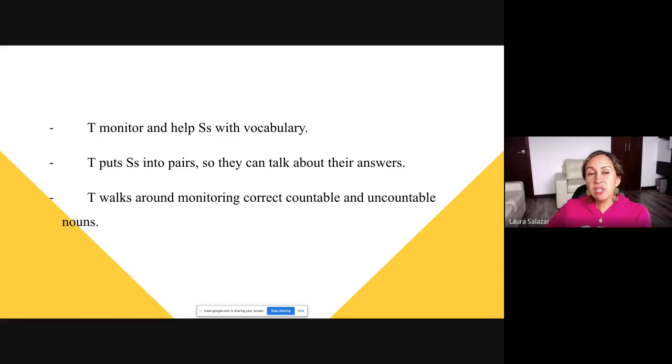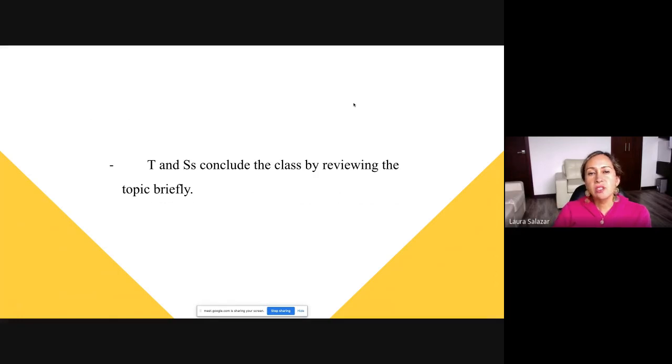When they finish this, teacher will put the students into pairs so they can talk about their answers. Teacher walks around monitoring, correcting countable and uncountable nouns. Teacher and students conclude the class by reviewing the topic briefly.